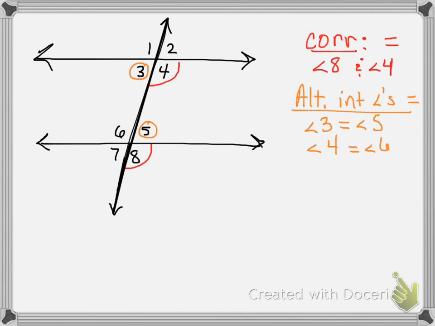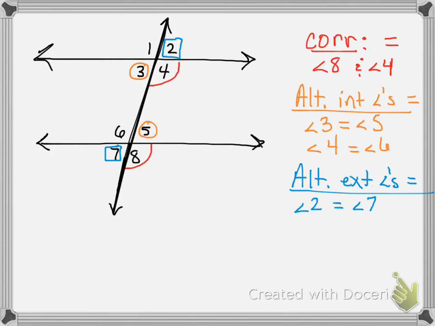Okay. Another type, we could have alternate exterior angles. Those are equal as well. Alternate exterior, so angles that are on alternating sides of the transversal and on the outside of your parallel lines. So here, angle 2 is equal to angle 7. Also, angle 1 is equal to angle 8 for this picture.